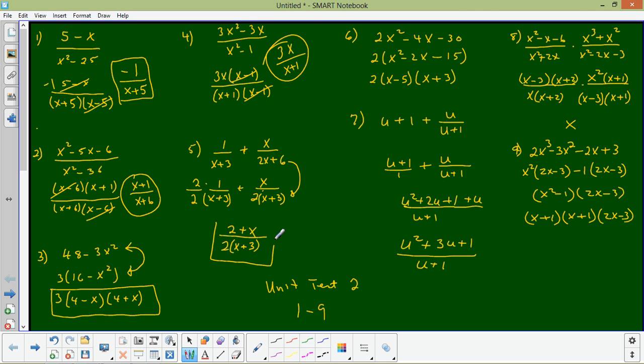There was no canceling. If you wanted to, I think you could have distributed the 2x plus 6, get the 2 times the x, the 2 times the 3 in the bottom. I believe it would have still counted that as correct.